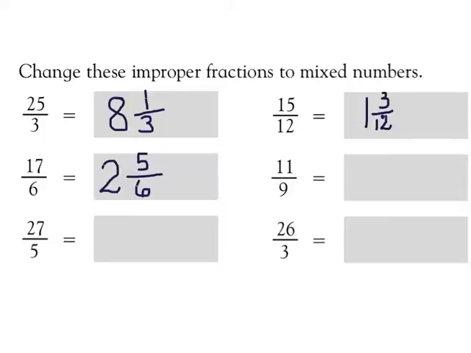11 divided by 9. 9 goes into 11 one time. And then I have 2 left over. And my denominator doesn't change. That's 1 2/9. 27/5. 5 goes into 27 5 whole times. 5 times 5 is 25. And I have 2 left over. So I have 5 2/5.